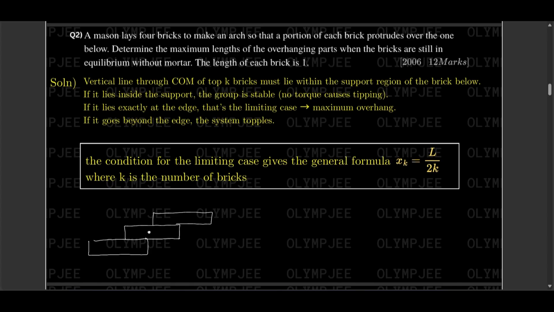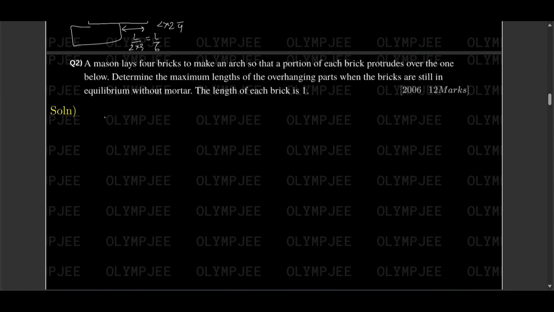So the condition for the limiting case gives the general formula: the maximum overhang for k bricks is L by 2k. What this means is that if there is only one brick, the maximum overhang will be L by 2 because k is 1. With 2 bricks, the overhang will be L by 2 multiplied by 2, so this will be L by 4. And if there is another brick, this will be L by 2 into 3, which is L by 6. We can prove this easily by induction.